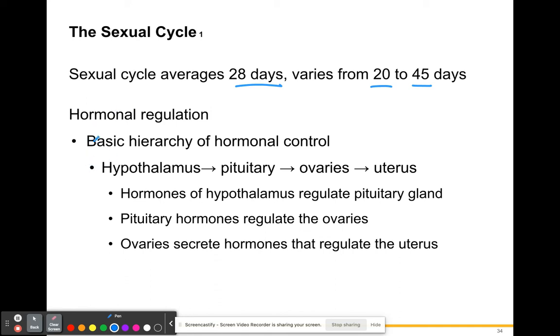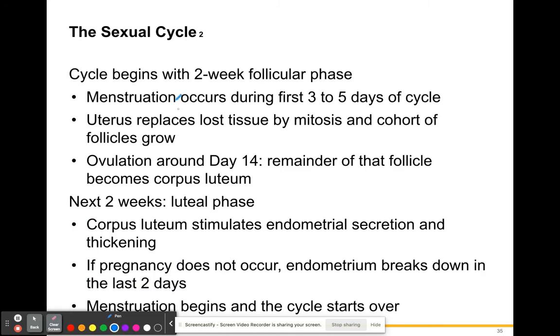We want to know the basic hormonal control, like the hierarchy or the flow of which glands are going to control the sexual cycle. It's going to begin with the hypothalamus, which is going to innervate the pituitary gland, which then controls the ovaries, which then controls the uterus. That's basically how the hormones are going to be produced. The hormones of one will cause the hormones of the other, and then the next, and then the next. So hormones of the hypothalamus will regulate the pituitary, which will regulate the ovaries, which secrete hormones that are going to regulate the uterus. The cycle begins with a 2-week follicular phase. Menstruation occurs during the first 3 to 5 days of this cycle. The uterus replaces lost tissue by mitosis.